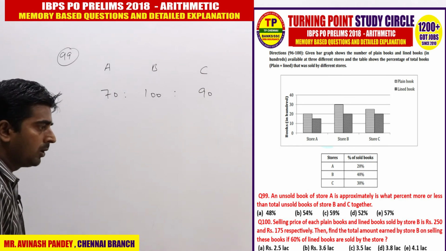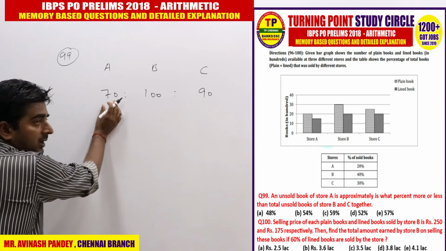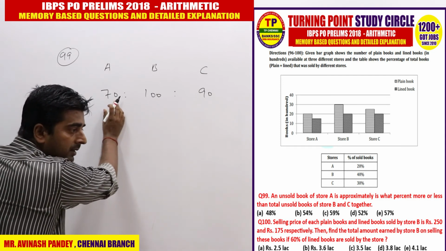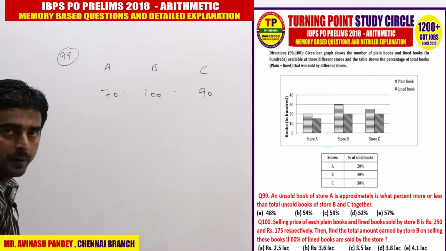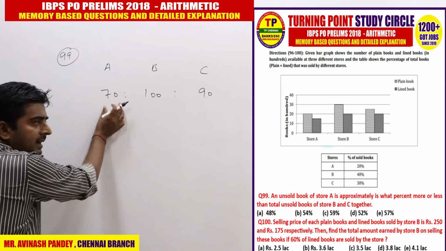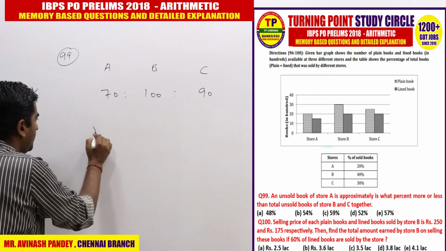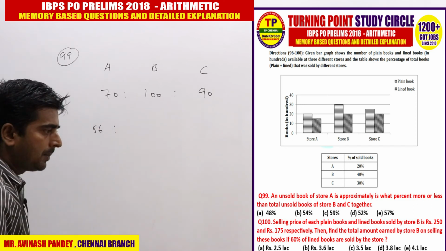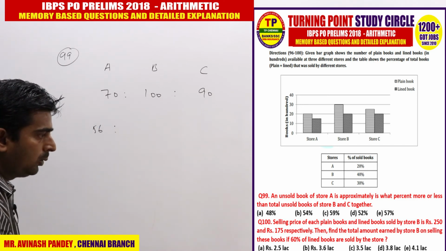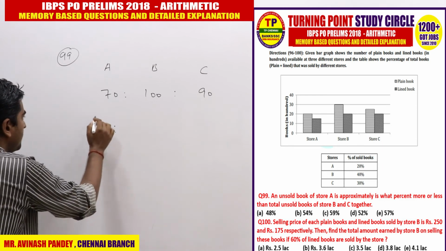Now an unsold book of store A. Store A is nothing but how many books are there? 70. Sold percentage is nothing but 20. What about unsold percentage? It is nothing but 80. What is 80% of 70? Very simple, 56. Then is approximately what percent more or less than total unsold books for B and C together?